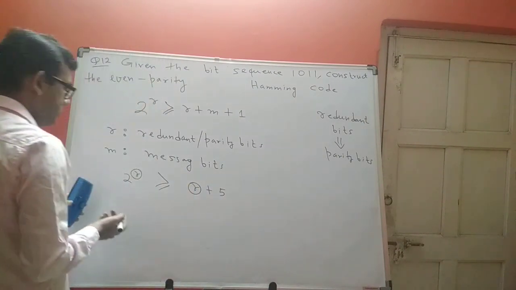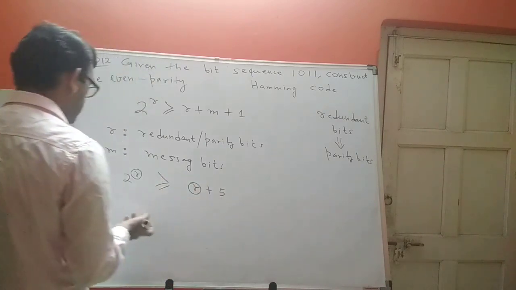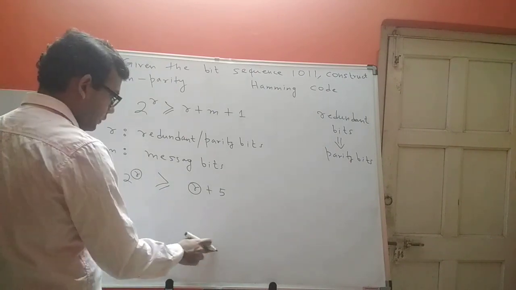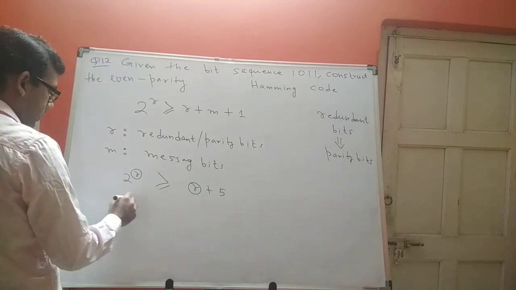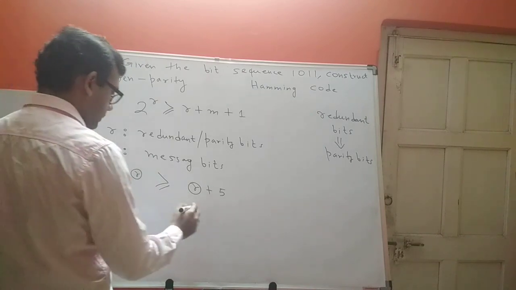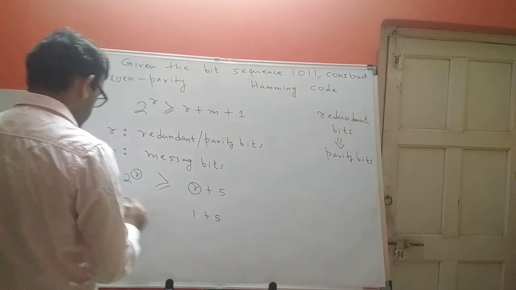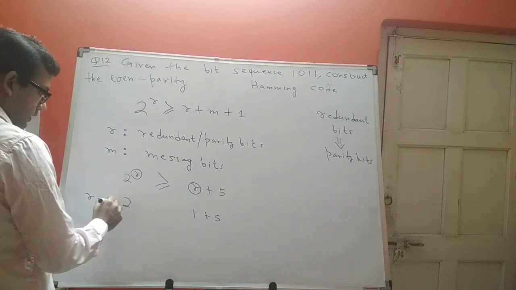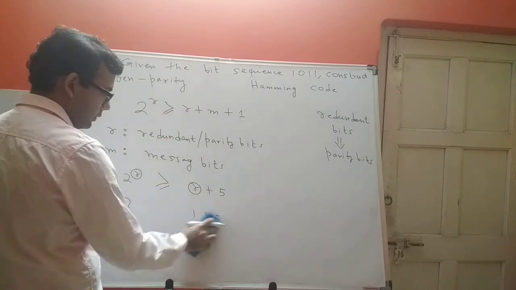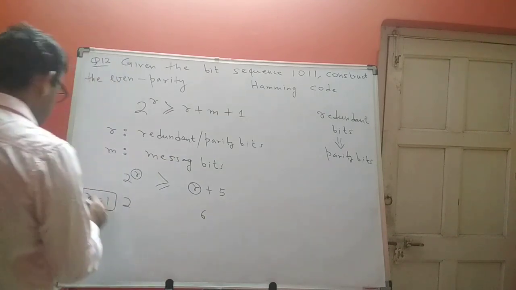Now how do you choose the value of r? You choose it through trial and error. You start with the smallest possible value of r, which is 1. You add 1 redundant bit. For r equal to 1, you get 2 to the power of 1, which is 2, on the left hand side, and 1 plus 5, which is 6, on the right hand side. But 2 is not greater than or equal to 6, so we will reject this.